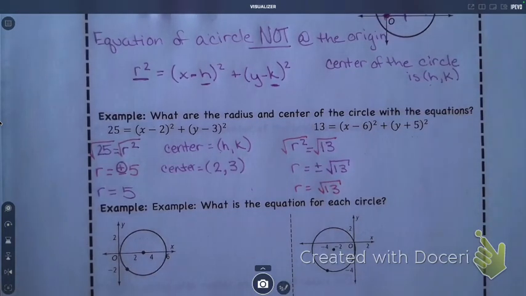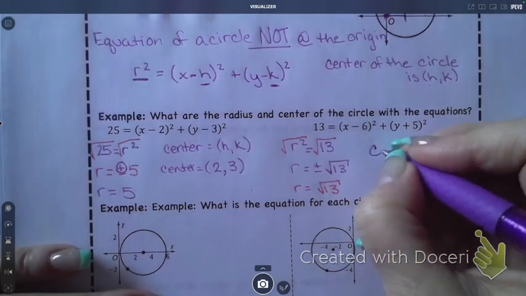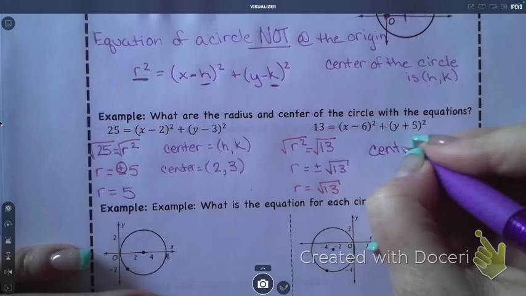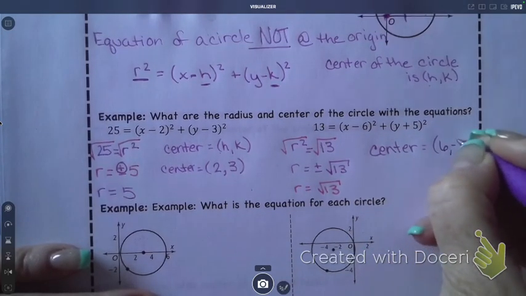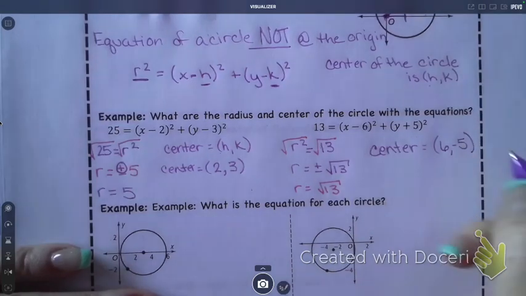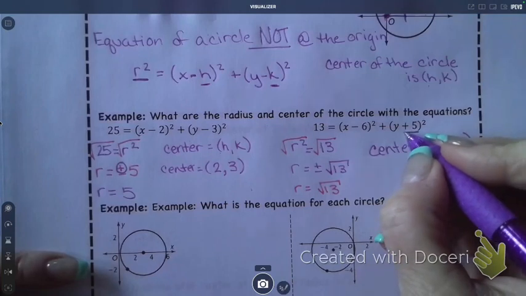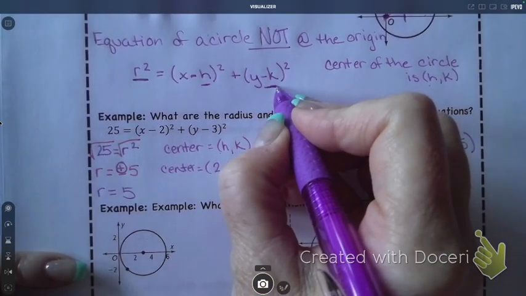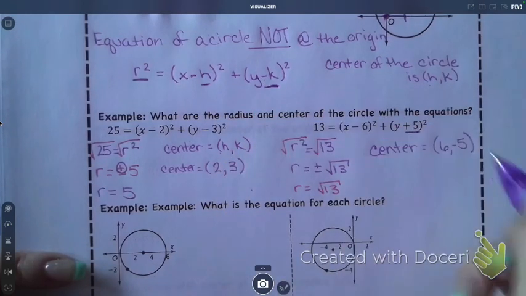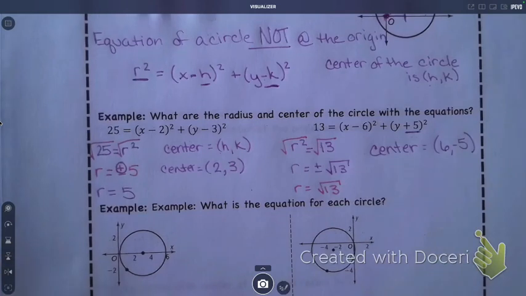And then the center of the circle is positive 6, but negative 5. Why is it negative 5, Tristan? Because the K is a positive in that equation, so it has to be a negative. Originally, this is a positive here, and the equation says negative K. So the only way a negative becomes a positive is if it is a negative. Make sense? Okay, questions on that?